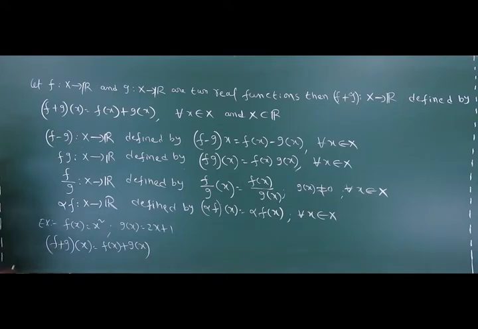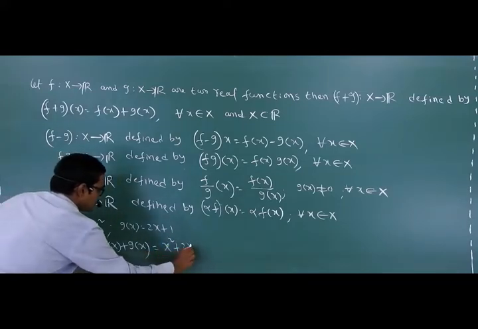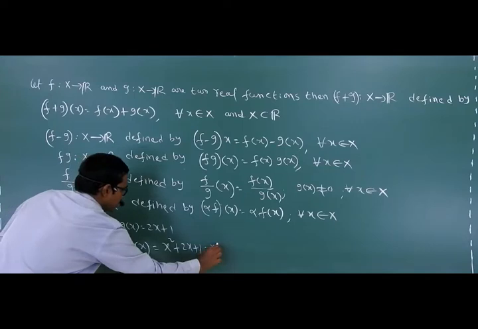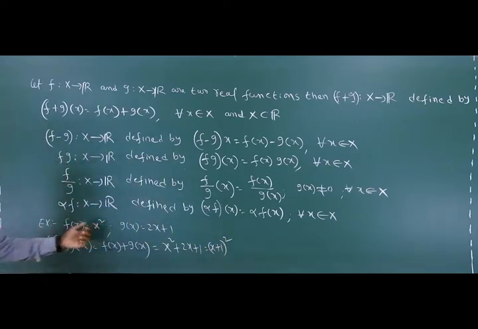The addition of two real functions is also a real function. f plus g of x is equal to f of x plus g of x, that is equal to x square plus 2x plus 1, that is equal to x plus 1 whole square. The addition of two real functions is again a real function.